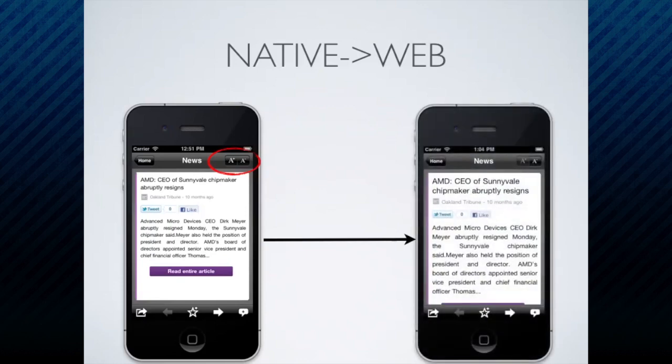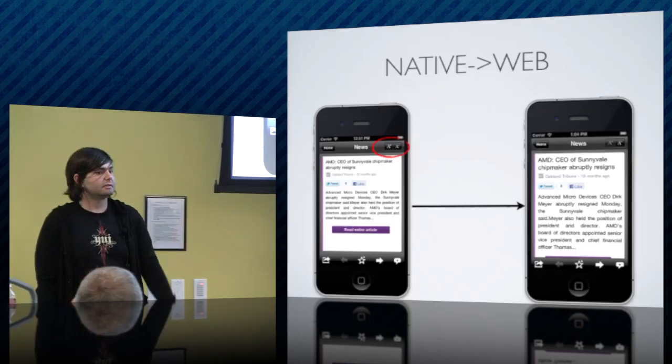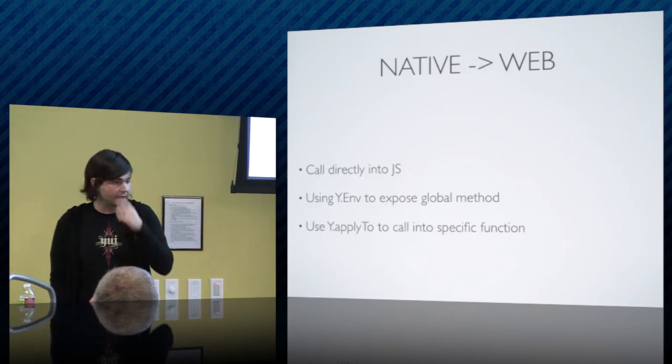So someone will type in there, will make the text bigger, and we send an event to the WebView. The WebView will apply a new class name, and that's all it took. And so how do we do that?